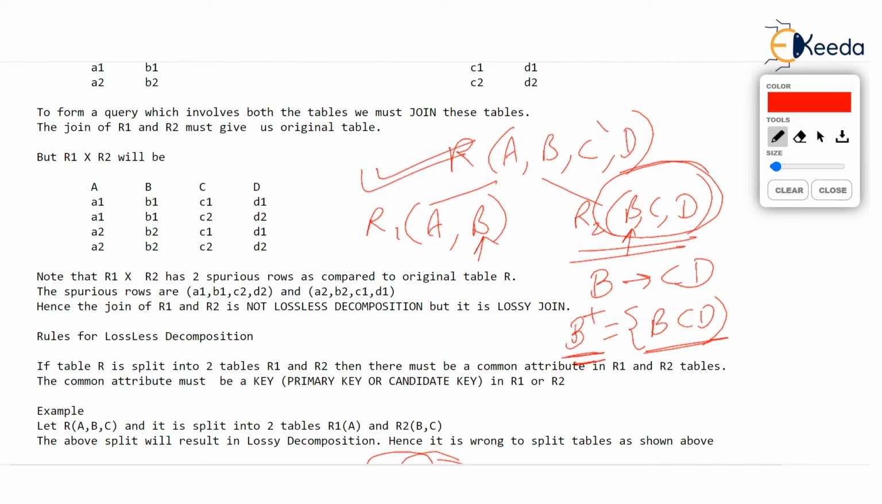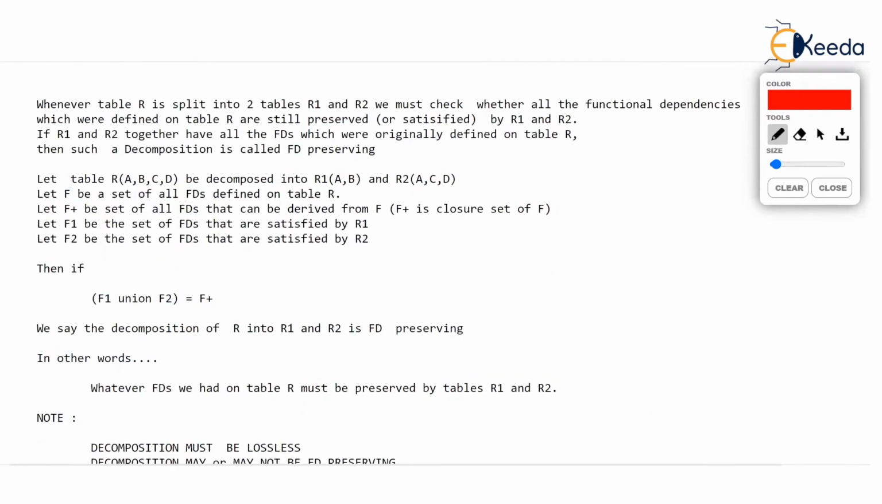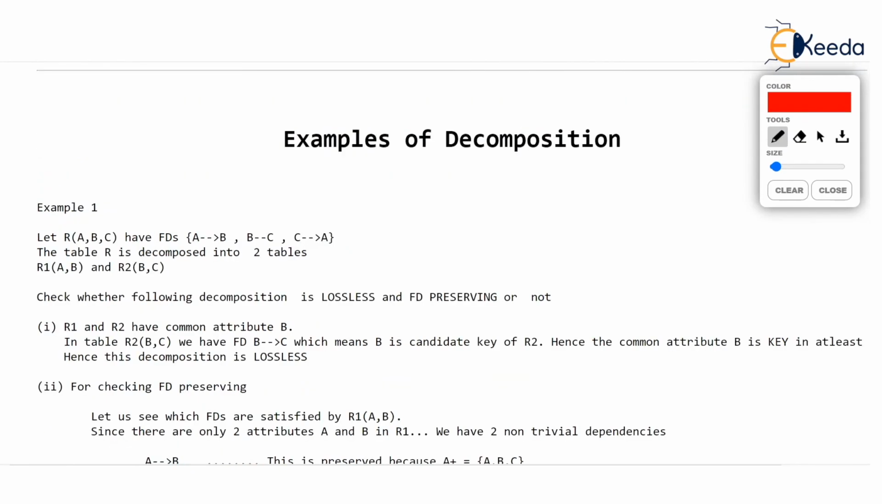I hope you have understood the definition of lossless. Don't worry. In the coming lectures, in the coming videos, we are going to see a lot of examples of decomposition. When is the decomposition lossless? When is the decomposition lossy and all that? We are going to see that in detail.